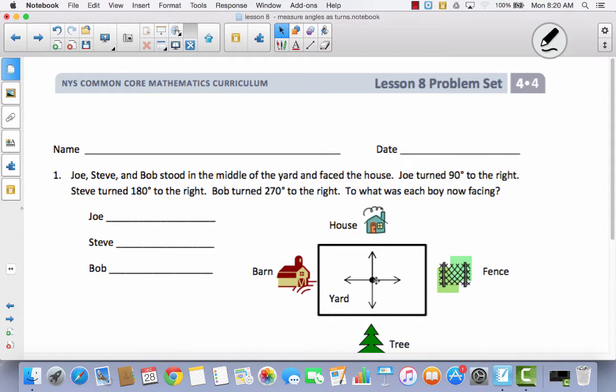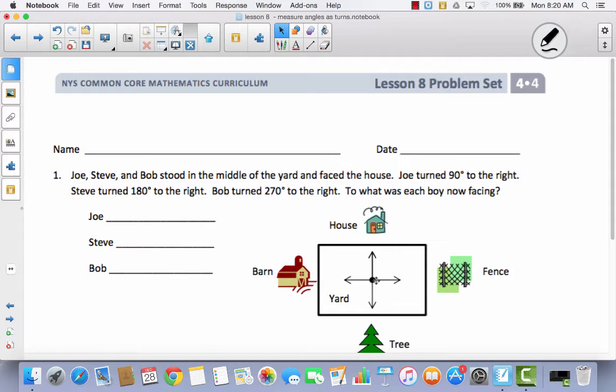Joe turned 90 degrees to the right. Steve turned 180 degrees to the right, and Bob turned 270 degrees to the right. To what was each boy now facing? I want you to think about what we just did and just kind of make a guess.